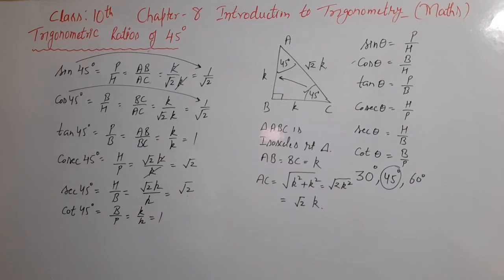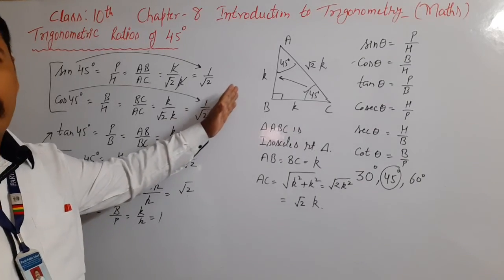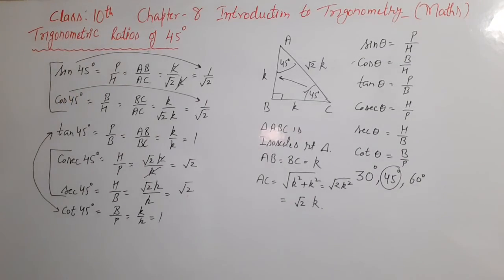So here we can easily notice that the values of cosecant 45 and secant 45 are equal. The values of sin 45 and cos 45 are equal. And the values of tan 45 and cot 45 are equal. So in this way, after drawing an isosceles right triangle, we have found the values of trigonometric ratios of 45 degree.